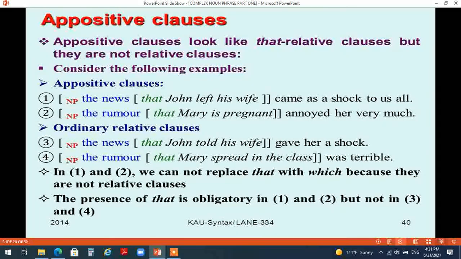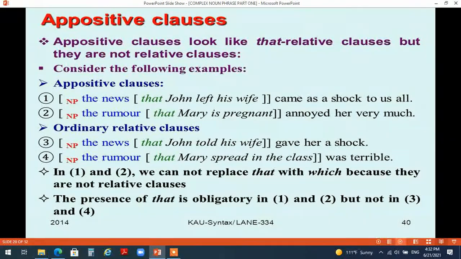Now, to make the distinction clearer between appositive clauses and relative clauses, let's see the information presented here. Appositive clauses look like relative clauses with that, but they are not relative clauses. إذن الappositive clauses تشبه إلى حد ما relative clauses التي تبدأ بالضمير that لكنها ليست relative clauses. حتى نعرف الفرق خلي نشوف الأمثلة اللي موجودة أمامنا. The first two examples are appositive clauses. The news that John left his wife came as a shock to us all. The rumor that Mary is pregnant annoyed her very much. In these two examples, we have restrictive appositive clauses. We don't have relative clauses.